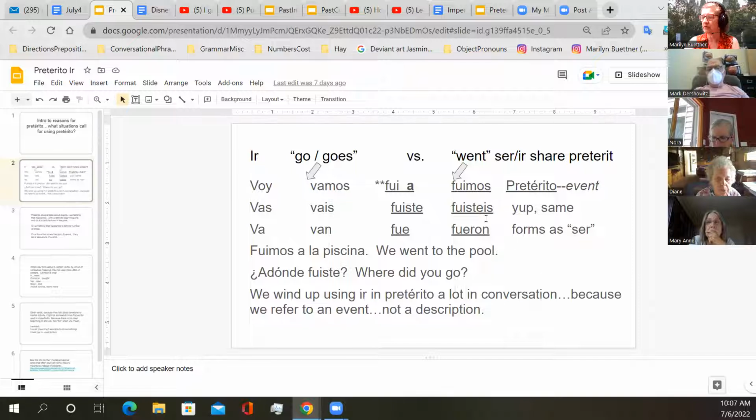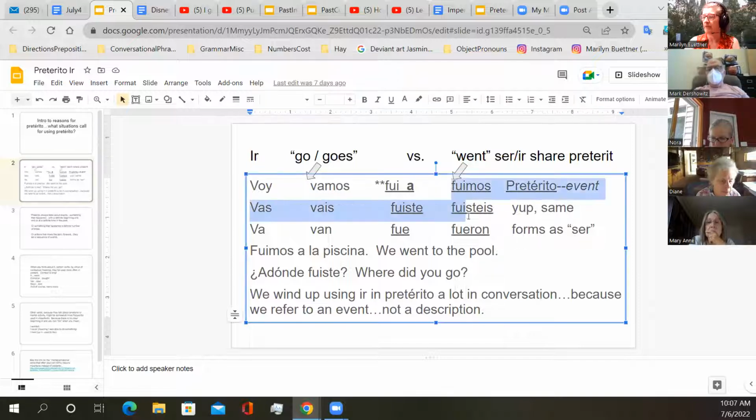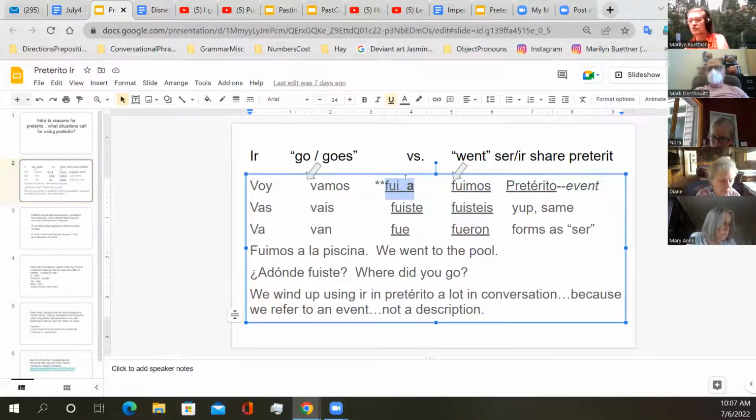But you do hear ir used a lot in preterito. And while preterite tense in Spanish is by far, hands down, the hardest tense to learn in Spanish, this one is really, really off the charts, weird. Ir in preterito is a very weird form. It starts with an F, and the letter F does not appear anywhere in the infinitive itself of ir. They all start with fu.